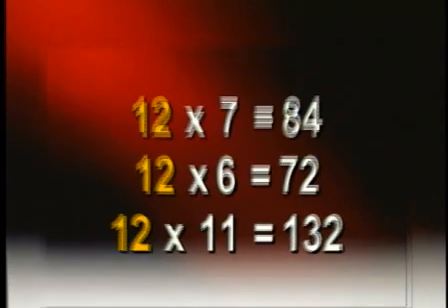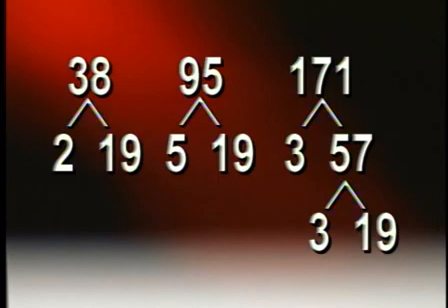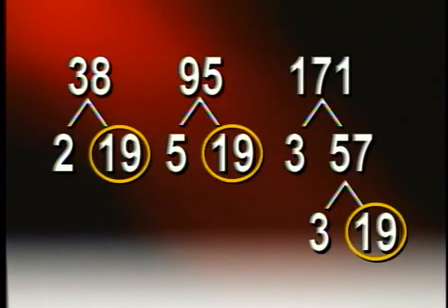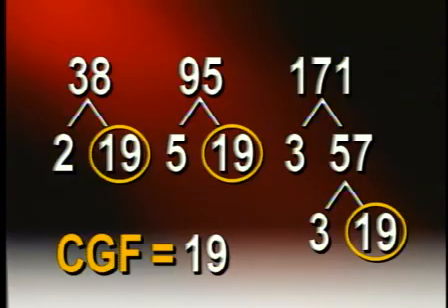Let's take a look at the next three numbers, 38, 95, and 171. We have prime factored those numbers. The only common factor is 19. If it's the only common factor on the factor tree, then guess what? It is the greatest common factor. The GCF is 19. So 38 would be 19 times 2, 95 would be 19 times 5, and 171 would be 19 times 9. GCF of 19.